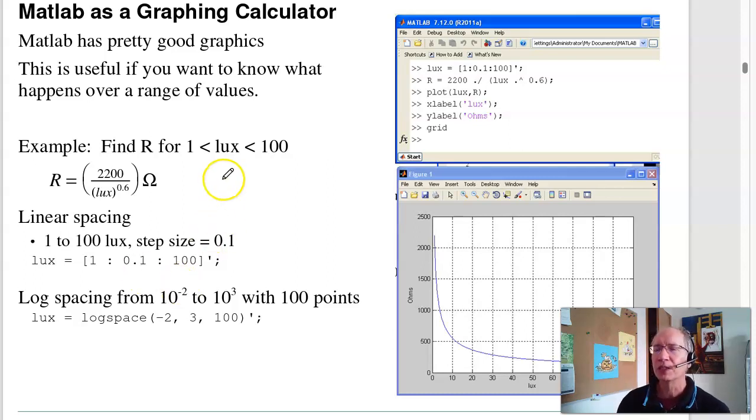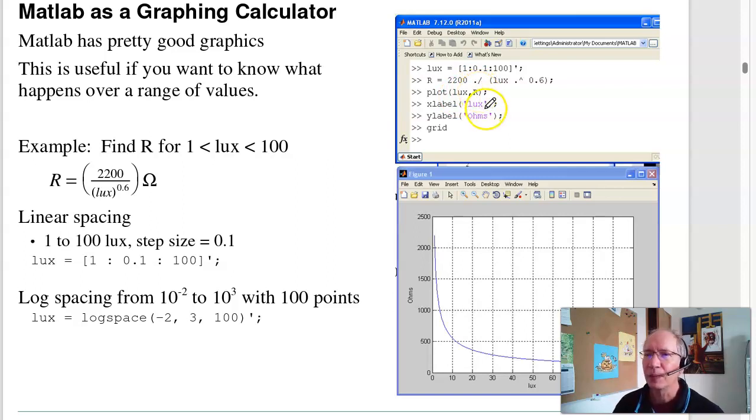Well, what I can do in MATLAB is I can say, let's have the lux go from 1 to 100, steps of 0.1. So this actually has 1,000 elements in that matrix. I can then calculate R, using the dot notation, calculate the resistance at each light level. Then plot. When you plot, that plots x versus y. The x-axis is lux, the y-axis is resistance.